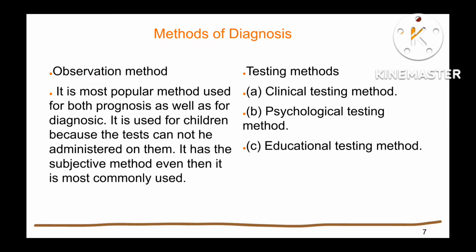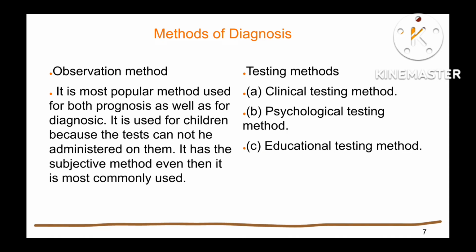Then next is methods of diagnosis: the observation method and the testing method. Here there are two methods. Observation is the most popular method used for both prognosis as well as diagnosis. It is used for children because tests cannot be administered on them. It is a subjective method, even then it is most commonly used.